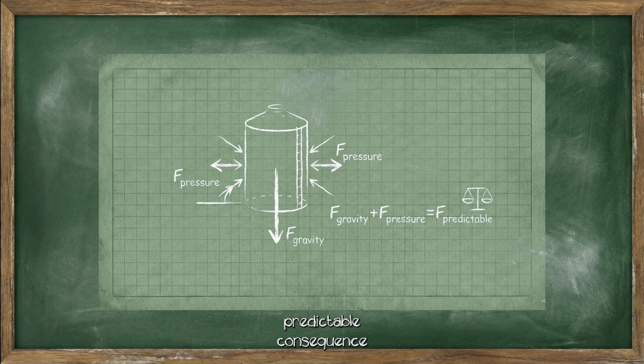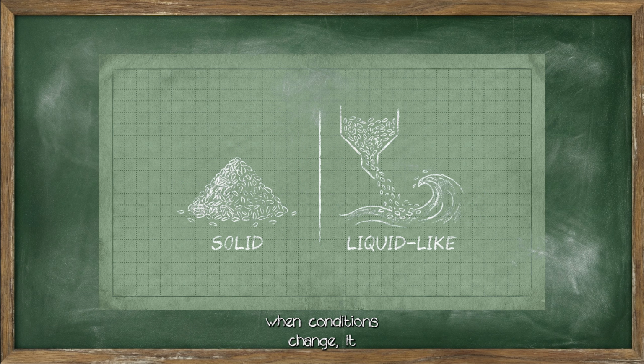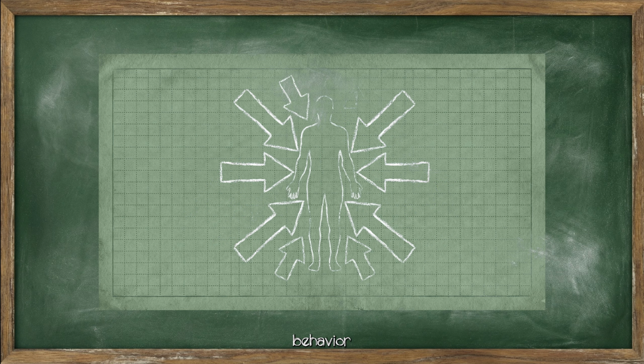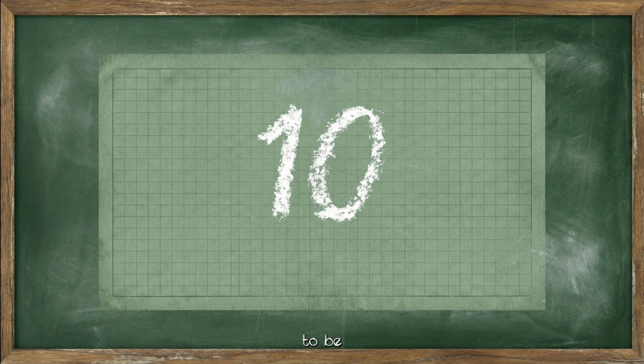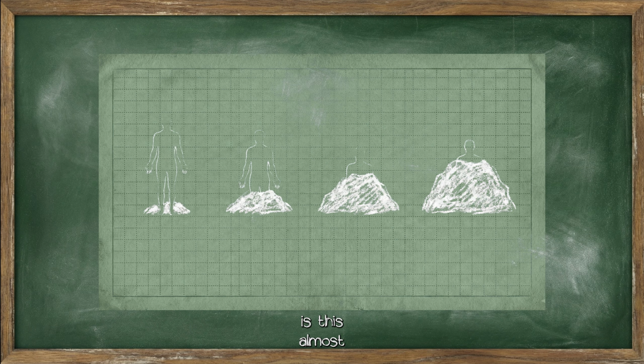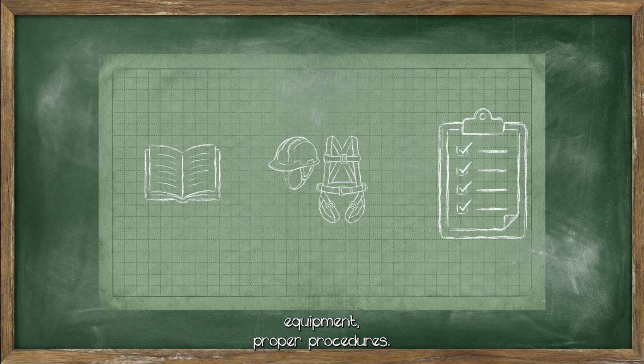They're a predictable consequence of the laws of physics. Though grain appears to be a solid substance, when conditions change, it behaves like a liquid. And this behavior is not something the human body can withstand. 10 seconds. Enough time for a person to be completely buried. But the real tragedy is this. Almost all of these are preventable. Proper training, proper equipment, proper procedures.